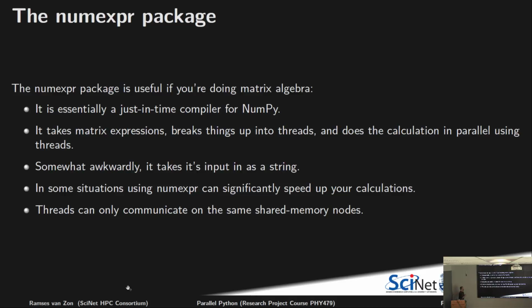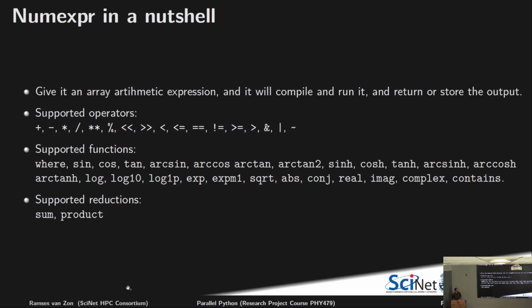Now, to do this compilation, you essentially have to give it a bunch of code to compile as a string. So rather than having your Python expression just in the code, you wrap it in quotation marks and you give it to NumExpr to compile. That can be a little bit awkward looking anyway, but it can really help. And as I said, it uses these threads.